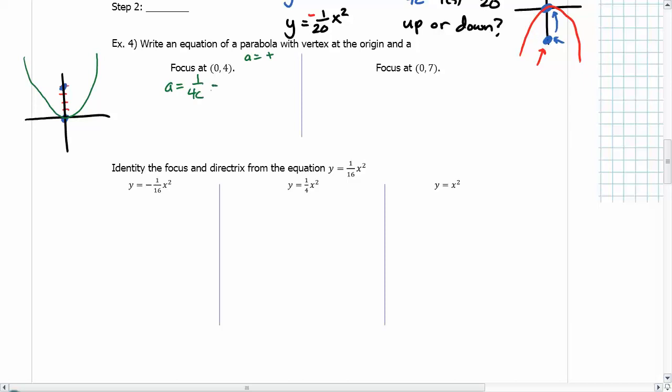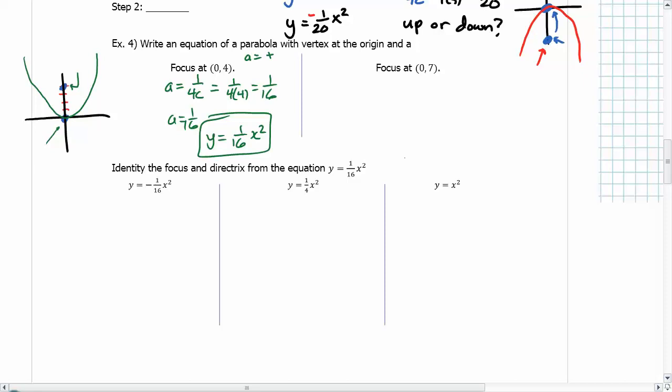Remember, a is 1 over 4c. So how far is it from your vertex to your focus? Well, just count up. 1, 2, 3, 4. So a is 1 over 4 times 4, which is 1 over 16. A is 1/16. That means y equals 1/16 x squared. Again, this is easy because we have our vertex at the origin.